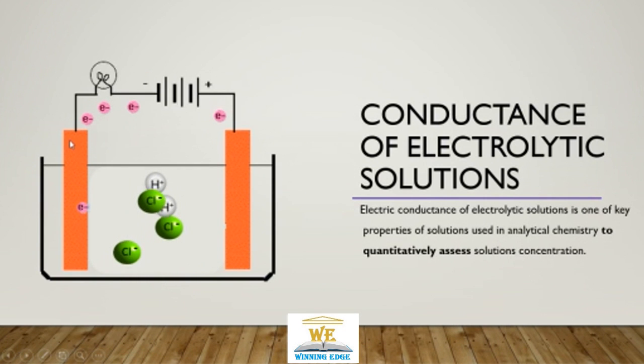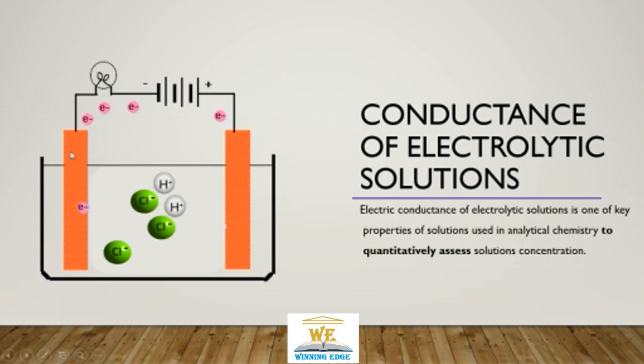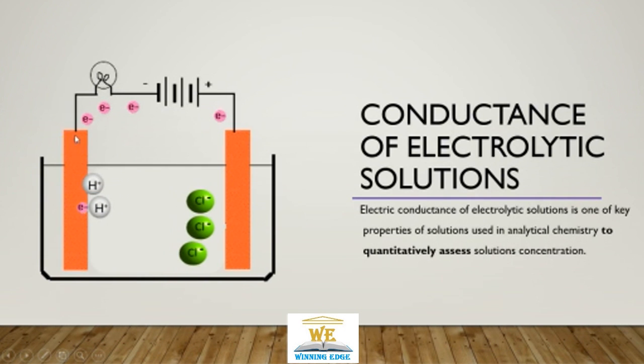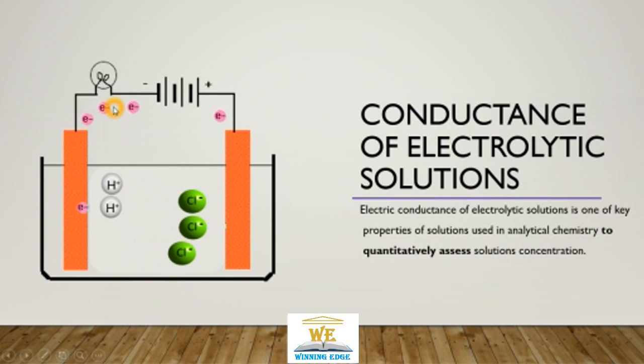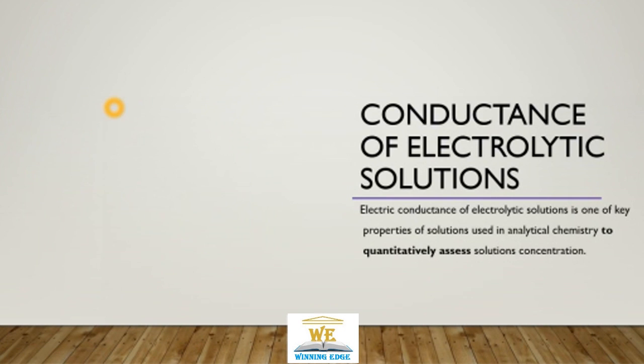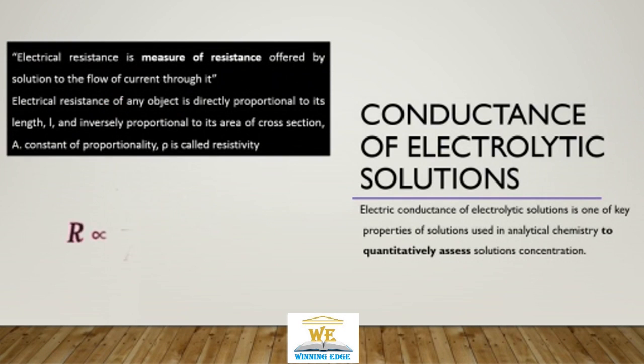Here the negative terminal is connected to one electrode and the positive to another, and here it looks like an electrolytic cell. So the negative terminal will be the cathode, and the positive terminal will be the anode. Before that, let's have some standard definitions. First, electrical resistance of solutions.